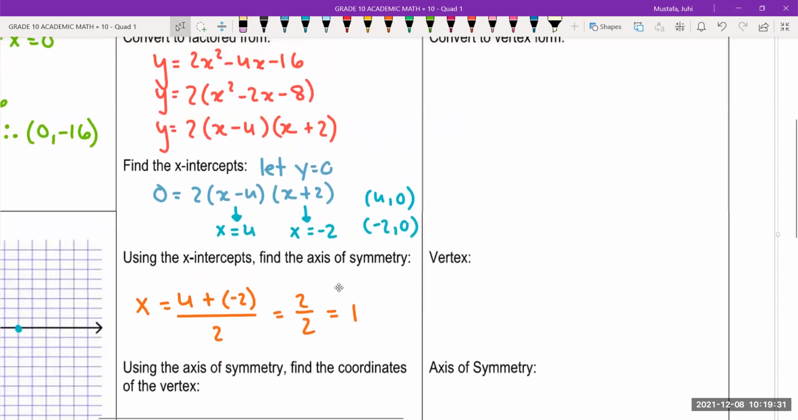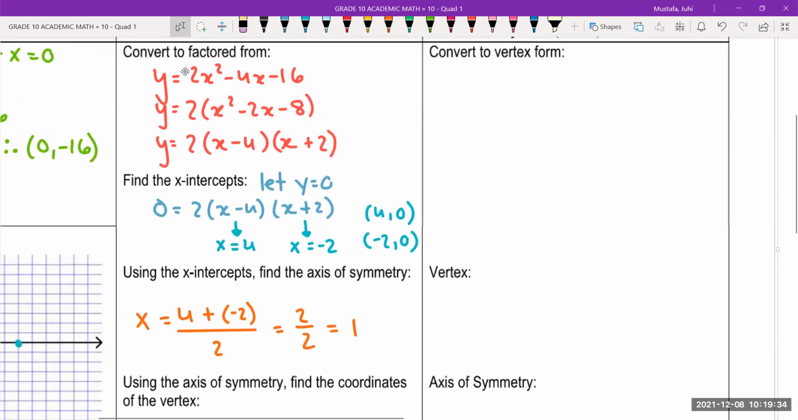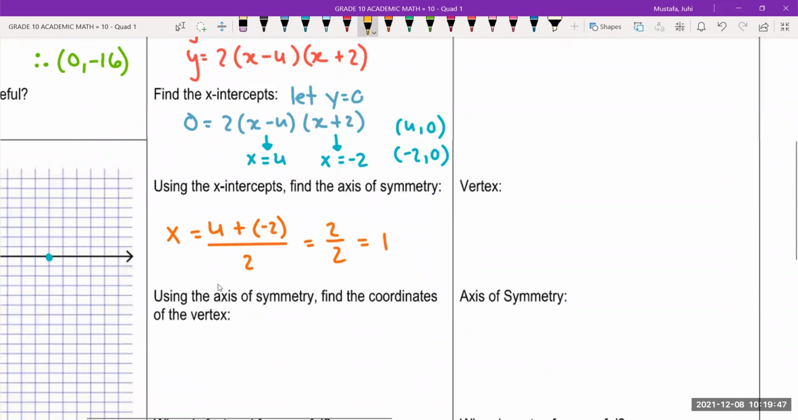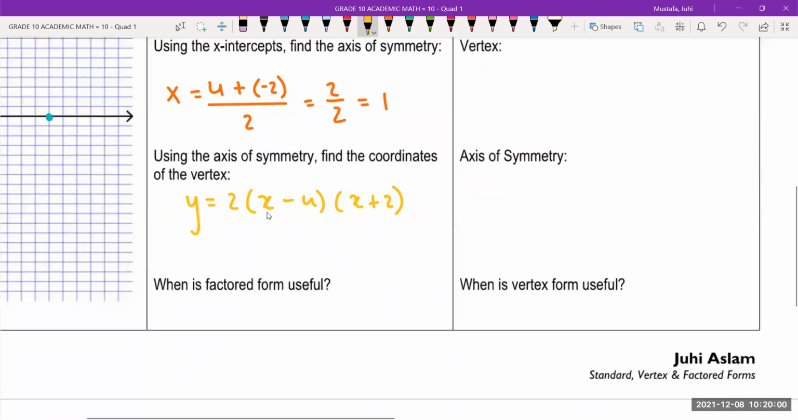Yep. So we're going to take x is equal to 1, and we're going to substitute it into either standard form or factored form, whatever is easier for you. And when we learned this, I proved that both of them will give you the same answer. It really doesn't matter which one you pick. I'm going to go ahead and pick factored form. So I'm going to say y is equal to 2(x minus 4)(x plus 2). And now I'm going to take this x is equal to 1, and substitute it into both of these x's. So it's going to be 1 minus 4, 1 plus 2.